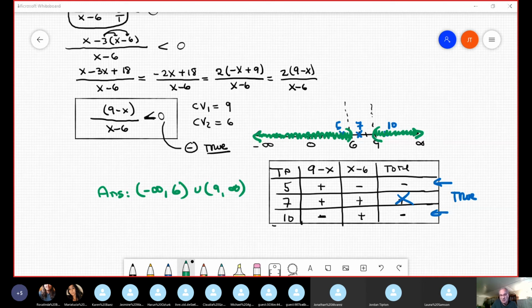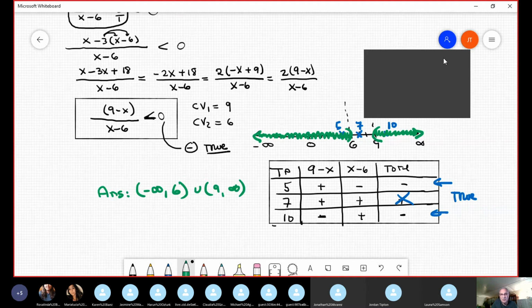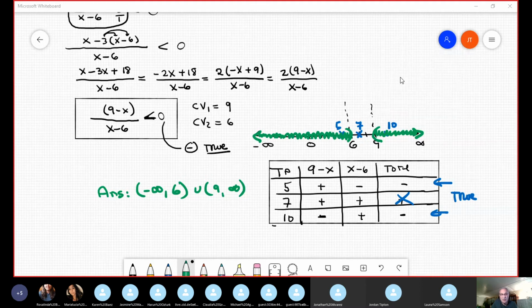Because the inequality is picky. The inequality is very, very picky. You apply cross multiplication, and you know that when you have an inequality and you multiply by a positive, the inequality sign stays the same. But when you multiply by a negative, it changes.